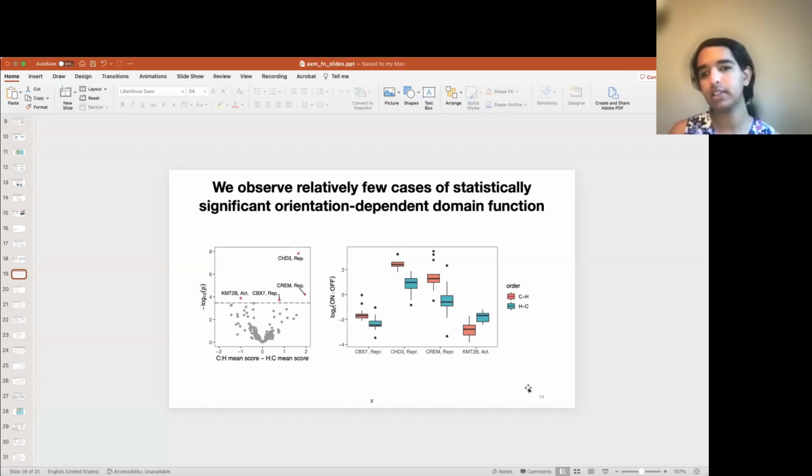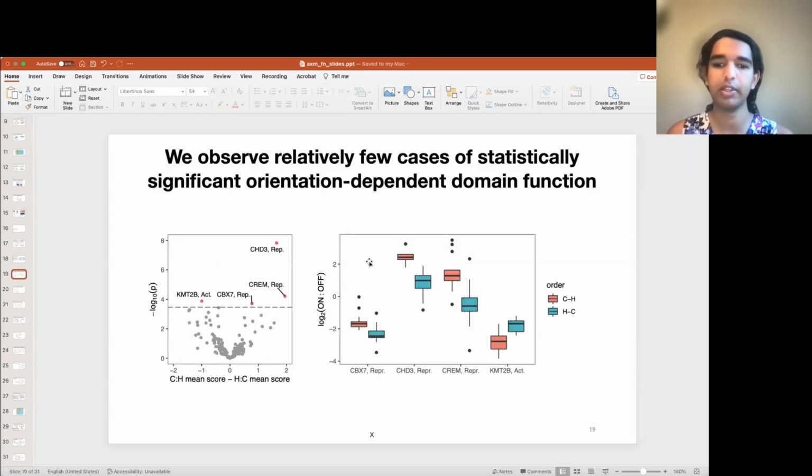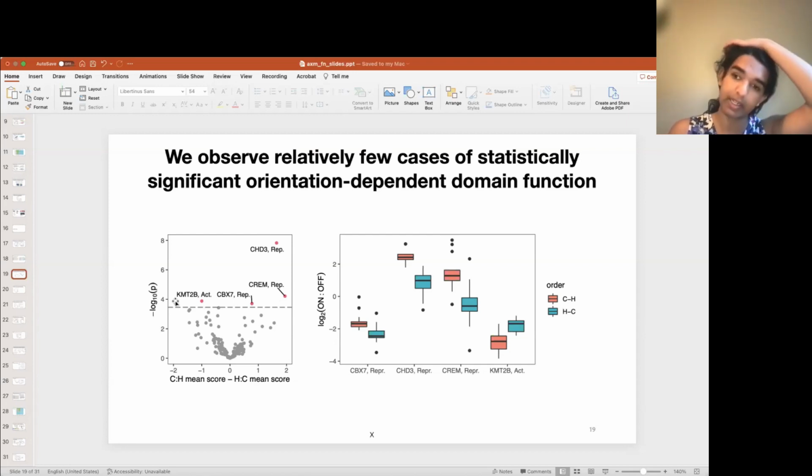Yeah, this is a great question. It was one of the early things we looked at. And thankfully, I have a slide for it. We actually observed relatively few cases of what you would consider statistically significant orientation-dependent function. This is looking at domains paired mostly with negative controls, just because those don't really do anything, so we thought it was a good test for whether a domain's function really depended on orientation. And across all of the different combinations of activation or repression measurements across effector domains, we only really see 4 examples of domains whose effect is significantly changed based on orientation with negative control domains.